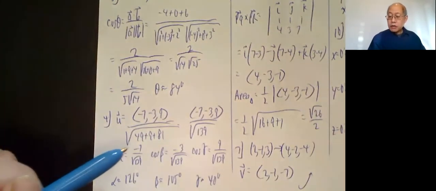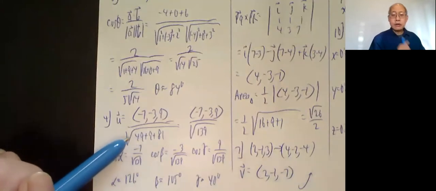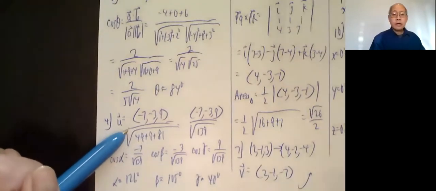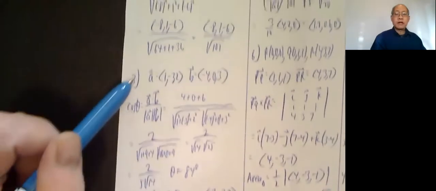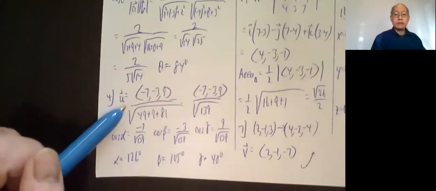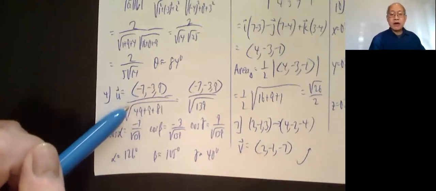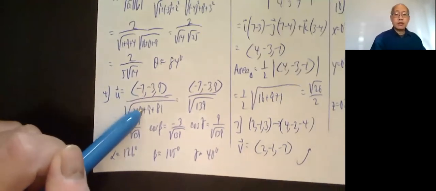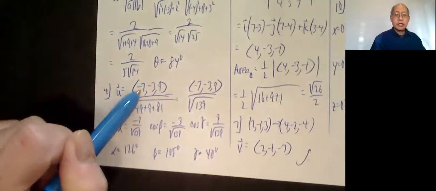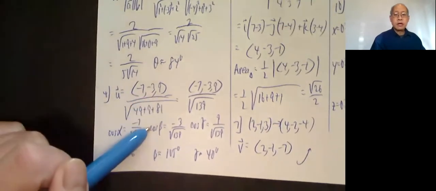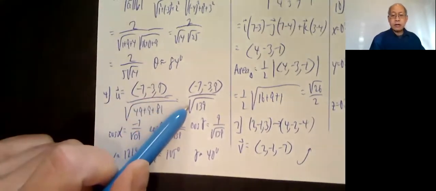Okay, number 4, find the direction cosines and direction angles. So it starts off pretty much the same as problem number 2, where you find a unit vector. So I take the vector negative 7, negative 3, 9, divided by its magnitude, 49 + 9 + 81, which is this thing squared plus this thing squared plus this thing squared. That comes out to be radical 139.